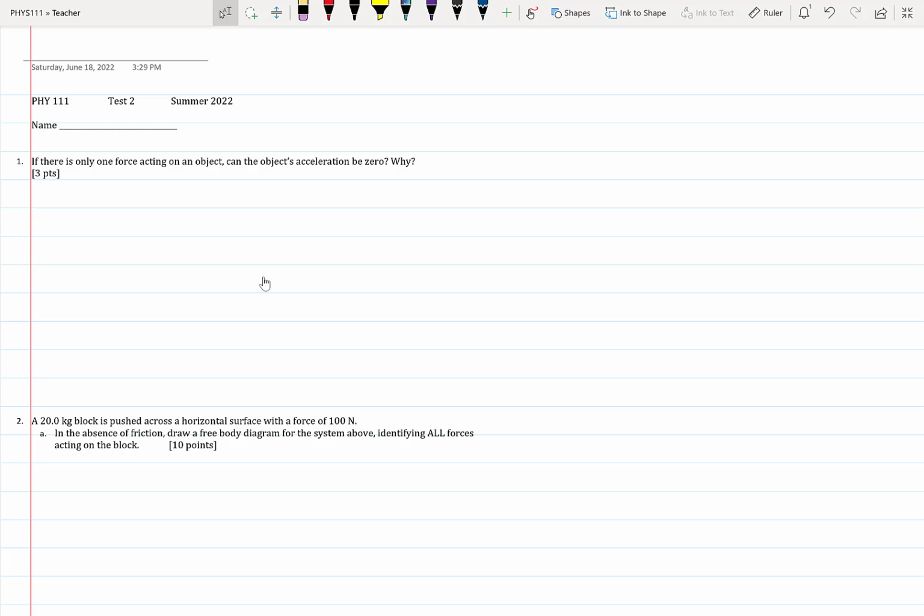Here we have the solution for test number 2. First of all, we go ahead and we put our name in and we get going. If there is only one force acting on an object, can the object's acceleration be 0?